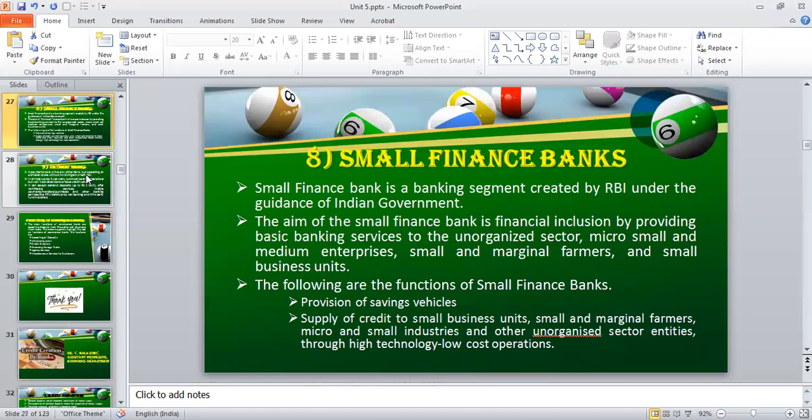And the eighth type is Small Finance Banks. The Small Finance Bank is a banking segment. It was created by Reserve Bank of India under the guidance of the Indian government. The main aim of this small finance bank is financial inclusion. See, they are providing basic banking services to the unorganized sector, as well as micro, small, or medium enterprises, small as well as marginal farmers and small business units. So the main function of these small finance banks is provision of saving vehicles. At the same time, supply of credit to small business units, small as well as marginal farmers.